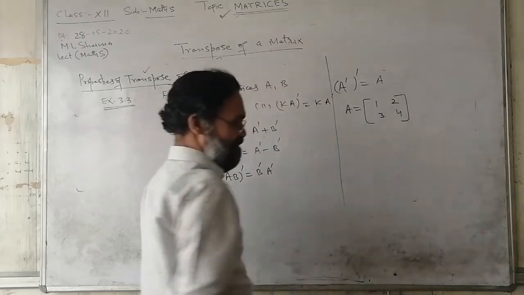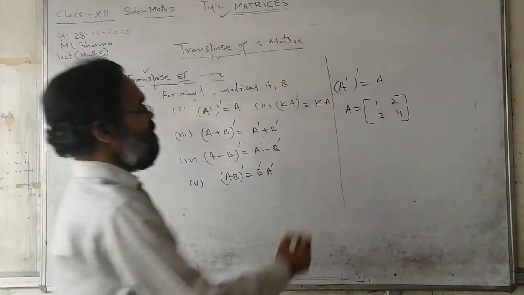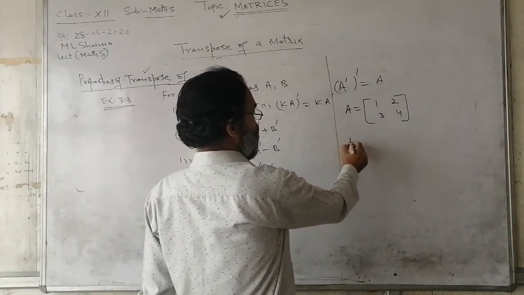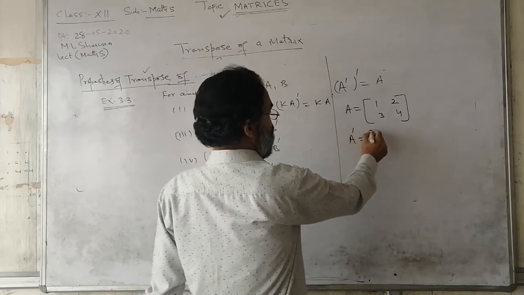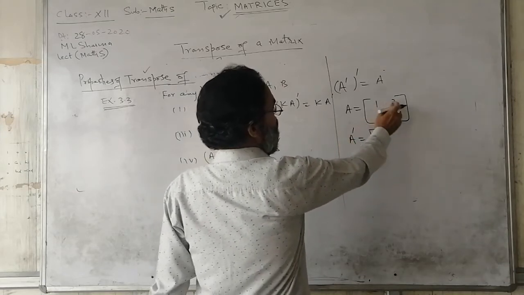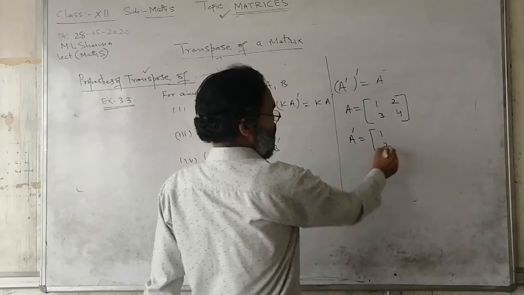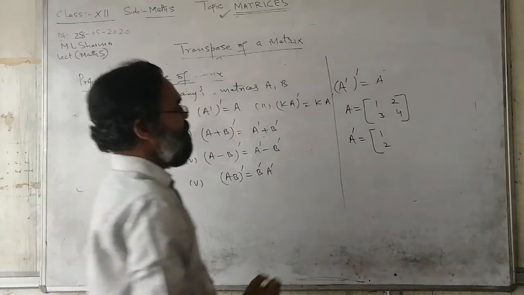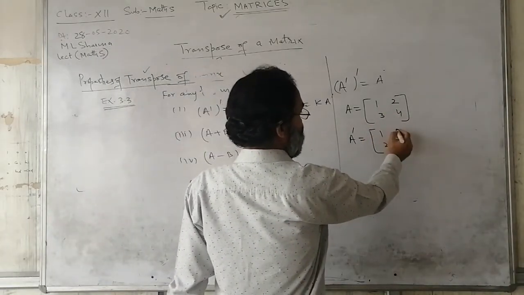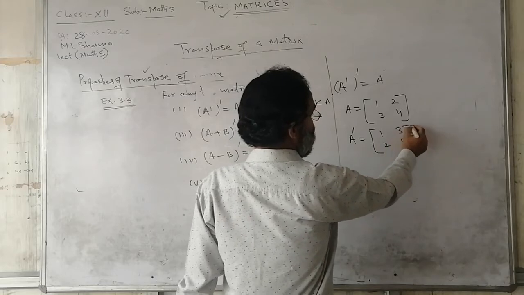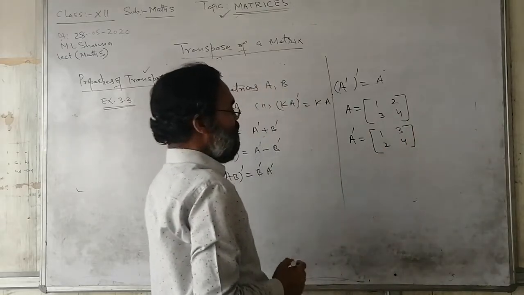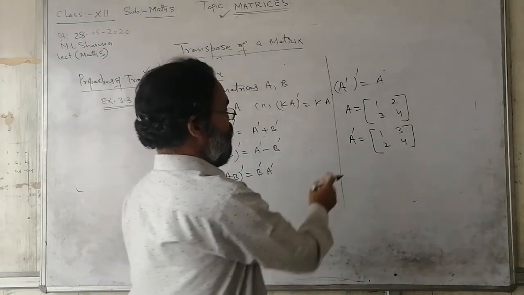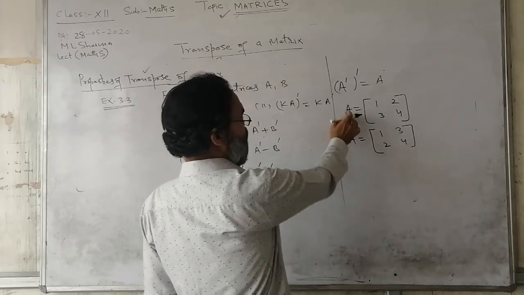I have taken a 2 by 2 matrix. If I have to find its transpose, A transpose will equal to: row 1 is to be changed into column C1, row 2 is to be changed into column C2. So this is the transpose of A.